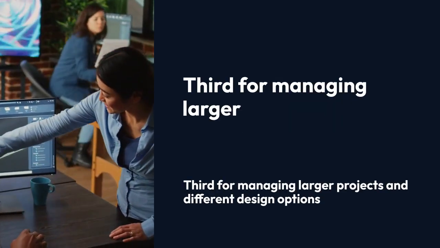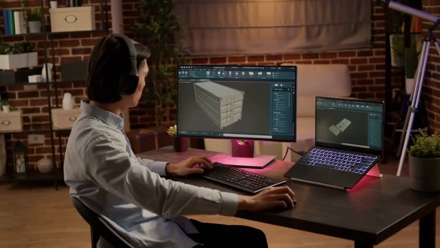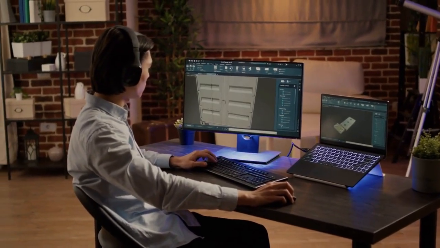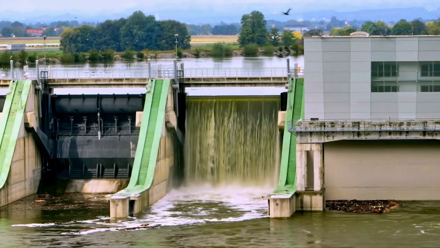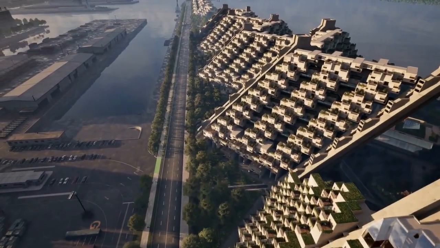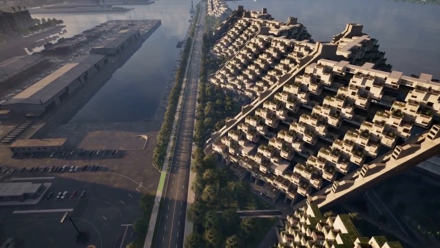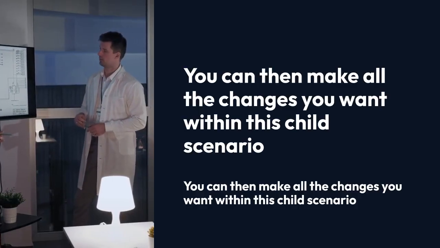Third, for managing larger projects and different design options, you should be using the Scenario Manager. This is the professional way to handle model versions. You can have a base scenario which contains your calibrated, verified model. Then, for any new changes or tests, you create a new child scenario that inherits all the properties of the base. You can then make all the changes you want within this child scenario.